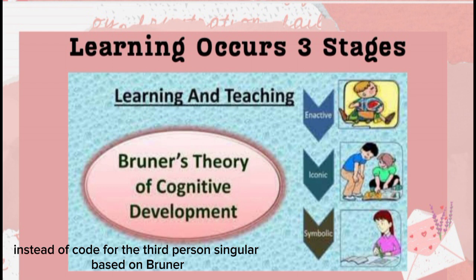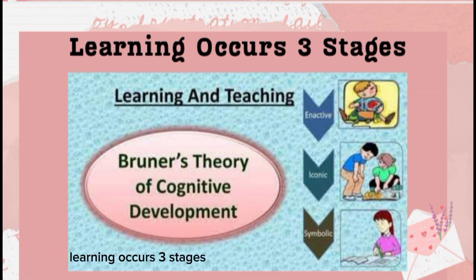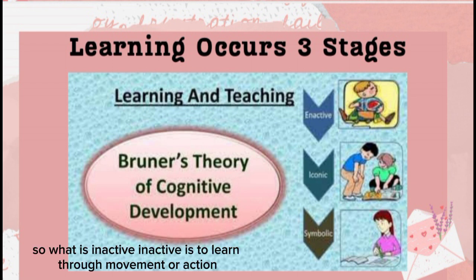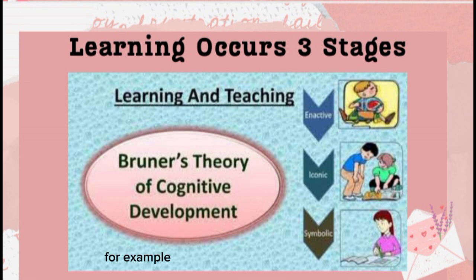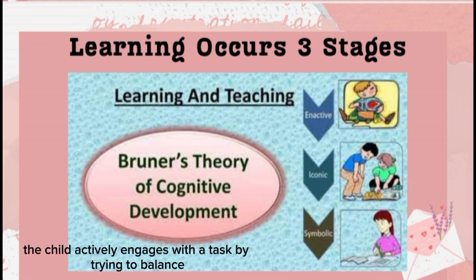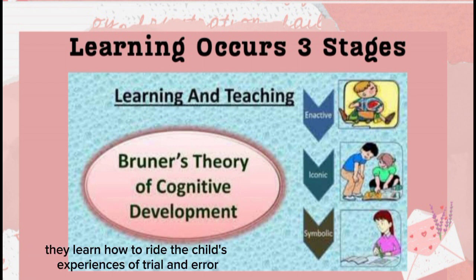Based on Bruner, learning occurs in three stages. The first one is enactive. So what is enactive? Enactive is learning through movement or action. For example, a young child learning to ride a bike. Instead of simply being told how to ride, the child actively engages with the task by trying to balance, pedal, and steer. Through these physical actions, they learn how to ride.